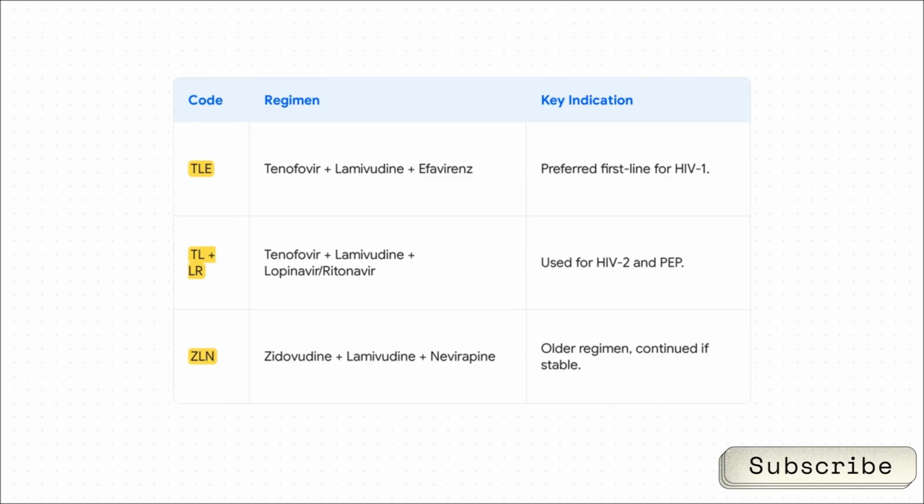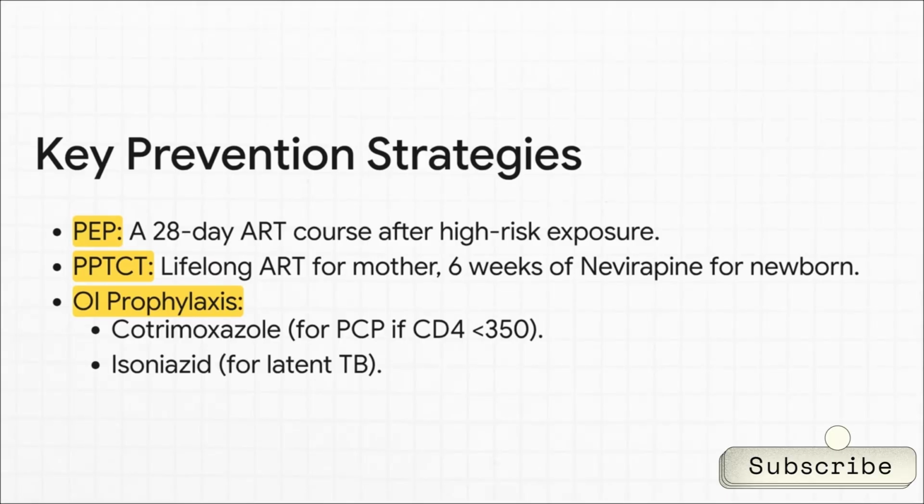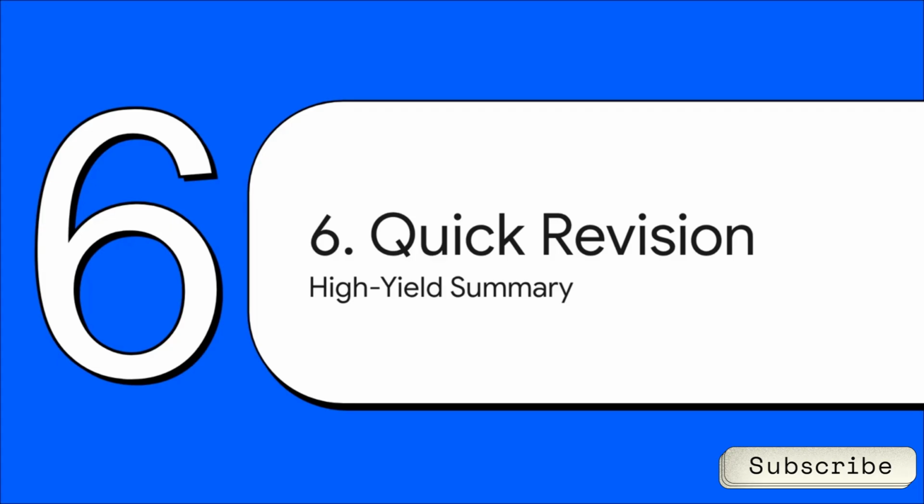Easy to remember. And of course, management isn't just about treatment, it's also about prevention. And we have a whole arsenal of tools here. There's post-exposure prophylaxis, or PEP. That's a 28-day course of drugs you take if you've had a high-risk exposure, like a needle stick. There's PPCT, which is a set of interventions that almost guarantees an HIV-positive mother can have an HIV-negative baby. And finally, we give prophylactic medicines to prevent those nasty opportunistic infections from ever taking hold. It's a multi-layered defense.